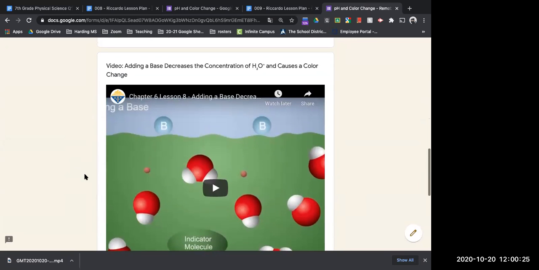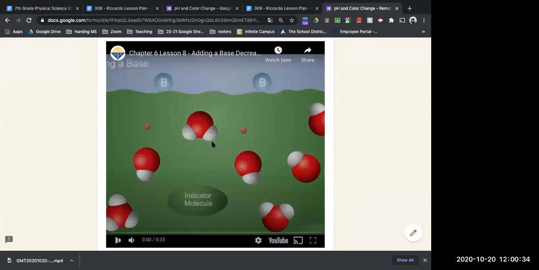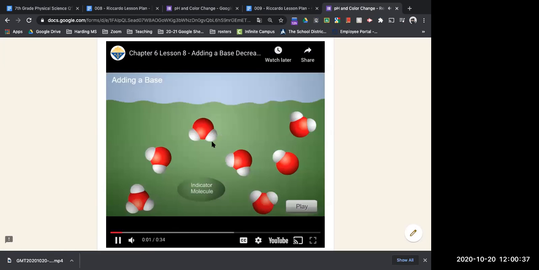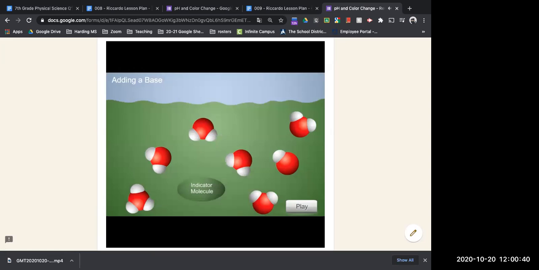All right. So adding a base decreases the concentration of H3O plus and causes a color change. Let's do it. This video will show why adding a base decreases the concentration of H3O plus and causes a color change. When a base is added to an indicator solution, it will accept protons from the water molecules, creating OH minus ions. The H3O plus ions and indicator molecule will donate protons to the OH minus ions, decreasing the concentration of H3O plus ions and causing the indicator to change color towards purple.